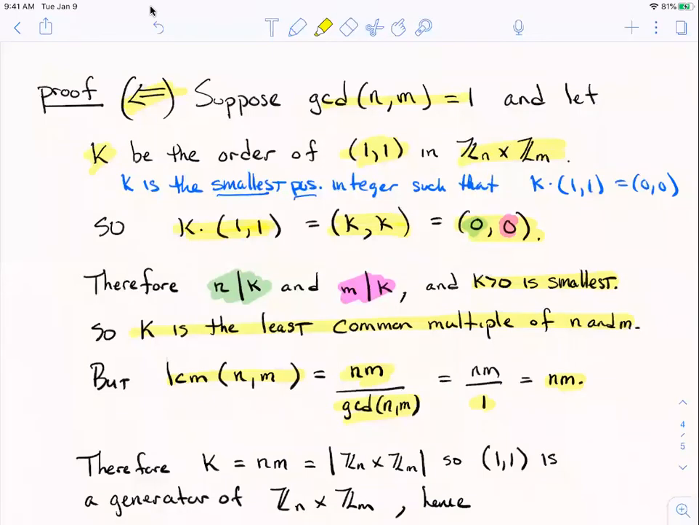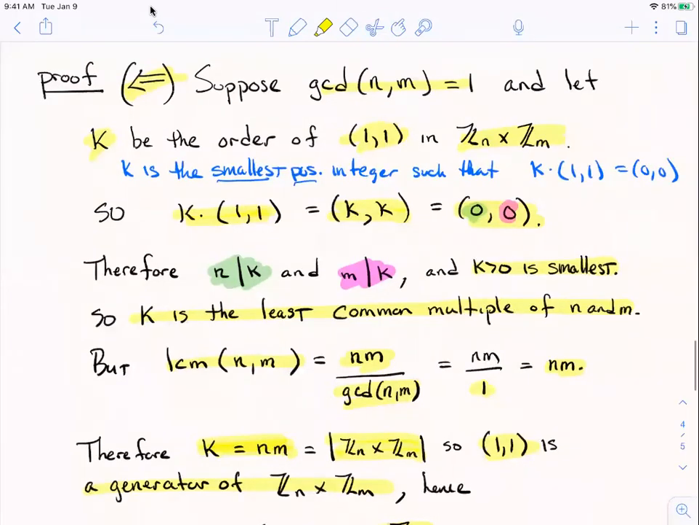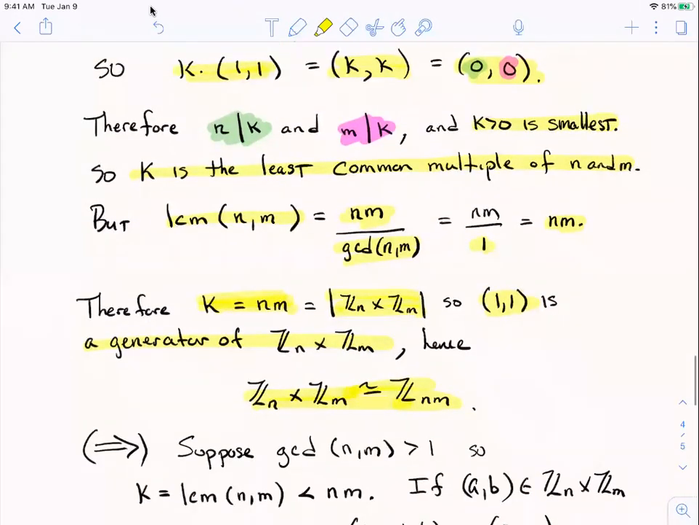All right, so k is the least common multiple. We just said that the least common multiple is the product, so k is the product. That's the order of this group by your homework exercise. So our element (1, 1) is a generator, right? Its order is the size of the group. And if you found a generator, you got a cyclic group, and it's got to be isomorphic to Znm because every cyclic group of order nm is isomorphic to Znm. All right? So that's half our work. If the GCD of n and m is equal to 1, then our product group is cyclic.